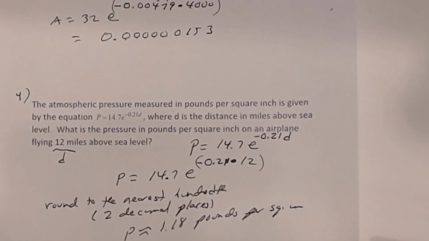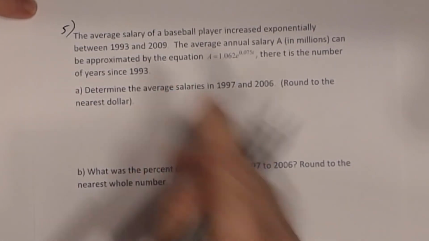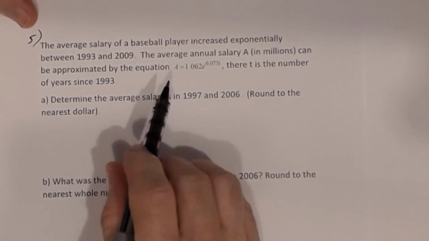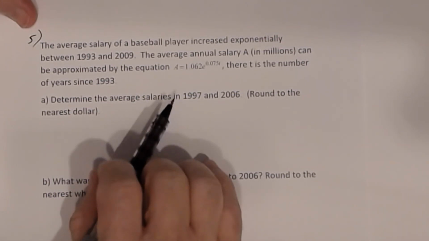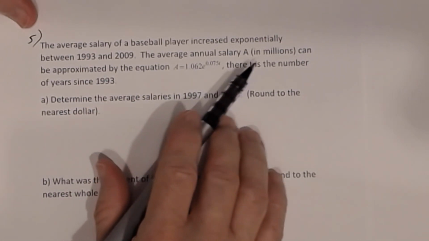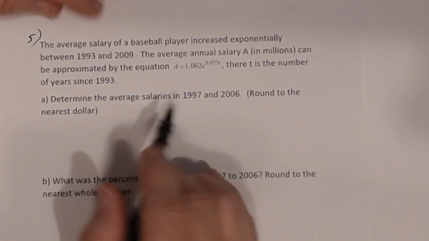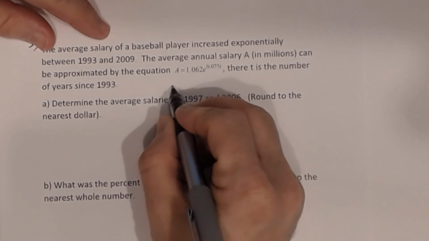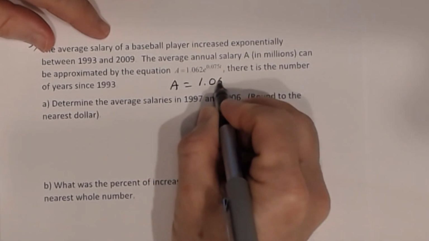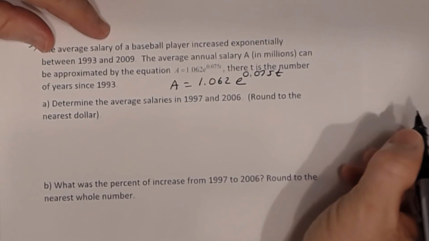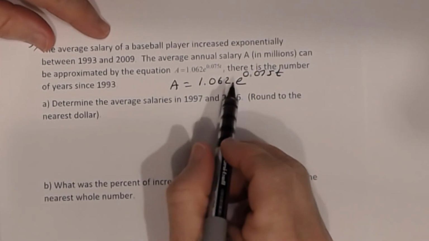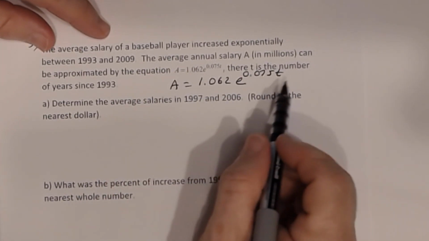All right, let's look at number 5. So number 5, you have this. The average salary of a baseball player increased exponentially between 1993 and 2009. The average annual salary, A, in millions, can be approximated by this equation. So let me go ahead and write the equation. So it's A equals 1.062 times e to the 0.075 t. All right, so where t is the number of years since 1993.